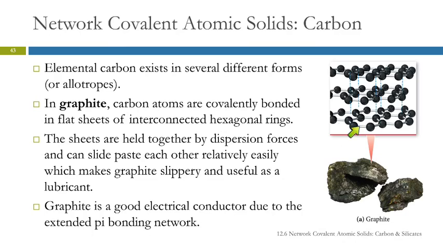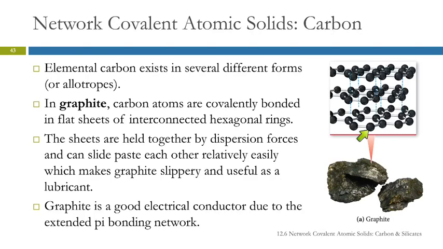We have a two-dimensional sheet of carbon atoms, and it contains carbon atoms bonded in little hexagons, and those hexagons are interconnected. So covalent bonds holding the atoms together. This is a network covalent atomic solid. Between this layer and the next layer, what holds them together is just dispersion forces. The only intermolecular force possible for atoms is dispersion forces.